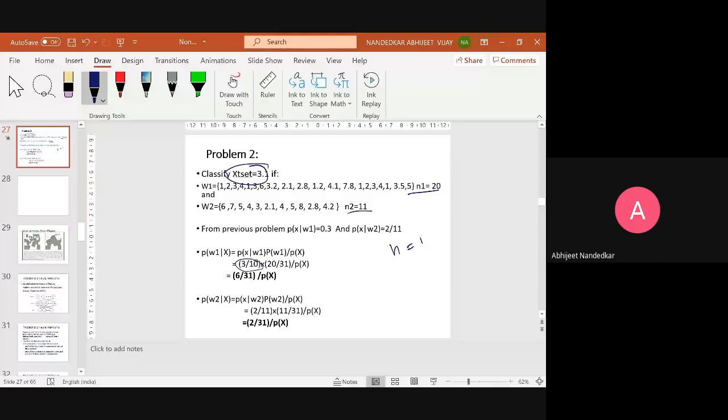Okay, so we got 3/20 by 31, and then we just repeat the procedure for omega 2, and then we find that this is greater than the second one. So my class is omega 1. So this was the Parzen window method.